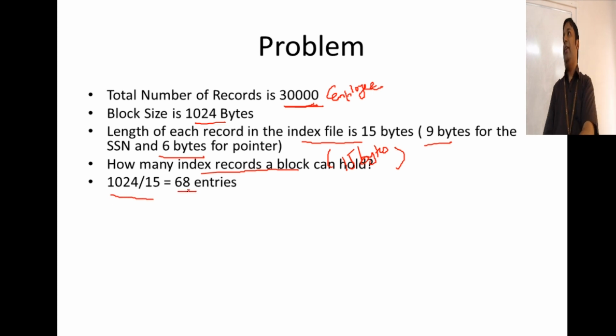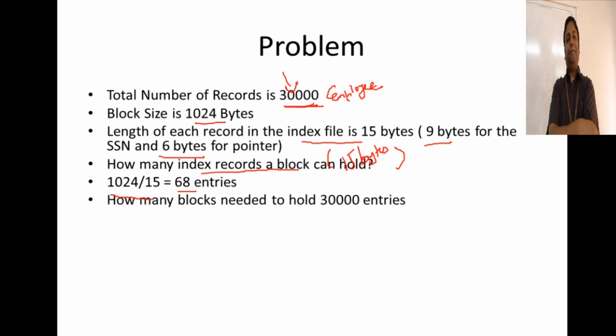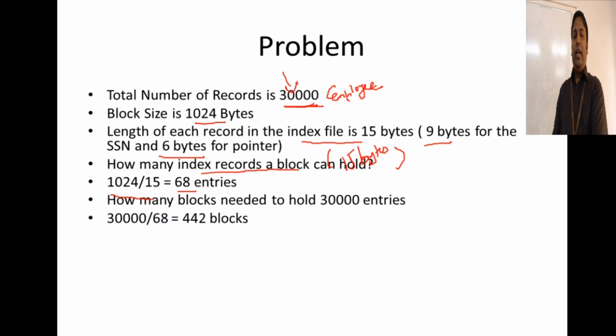We have already calculated this. But how many entries should be there in my index file? That is 30,000 entries because for every record there should be an entry in my index. So how many blocks to hold these 30,000 entries? 30,000 by 68. So how many blocks you need? 442 blocks. Because secondary index holds all the records, the number of blocks will be more.